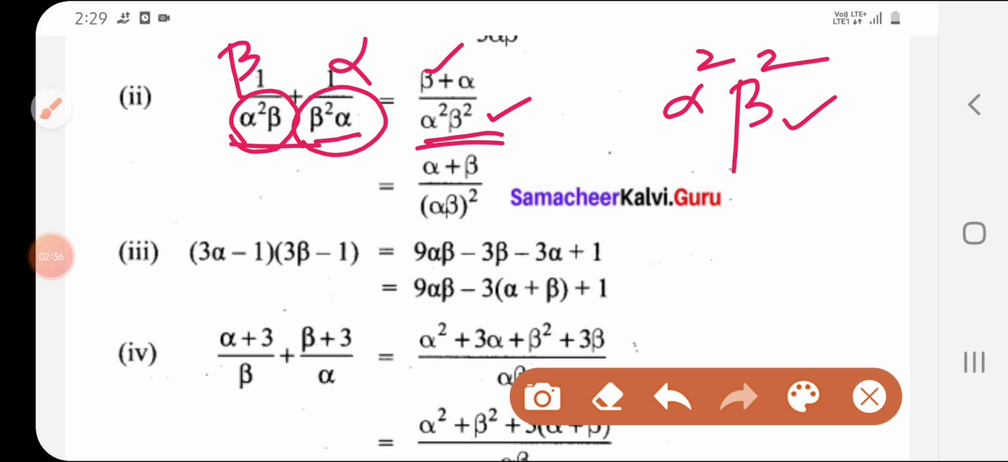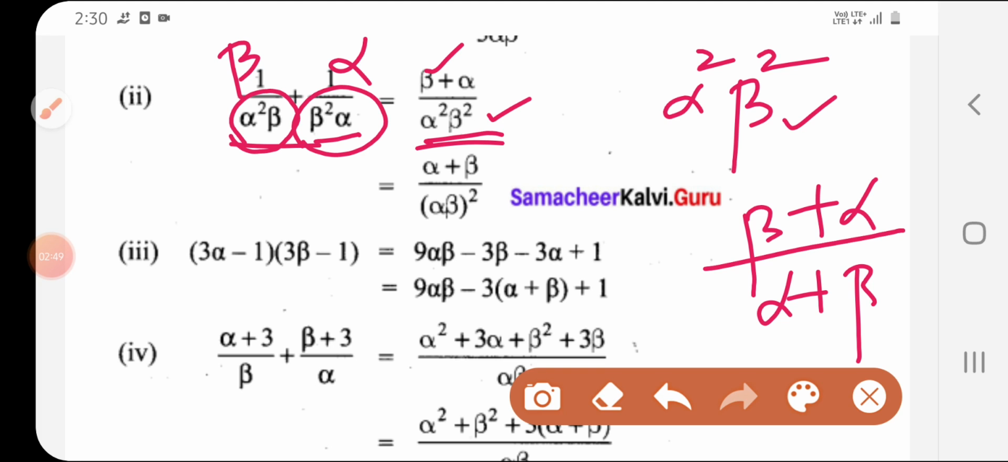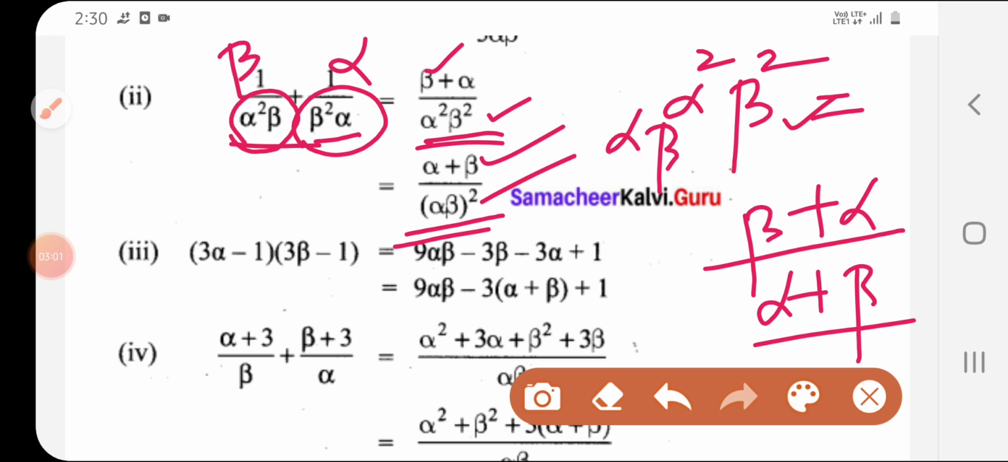We know that beta plus alpha and alpha plus beta are the same, because the real number system satisfies the commutative property. So we can write beta plus alpha as alpha plus beta. Here alpha square beta square is nothing but alpha beta the whole square.